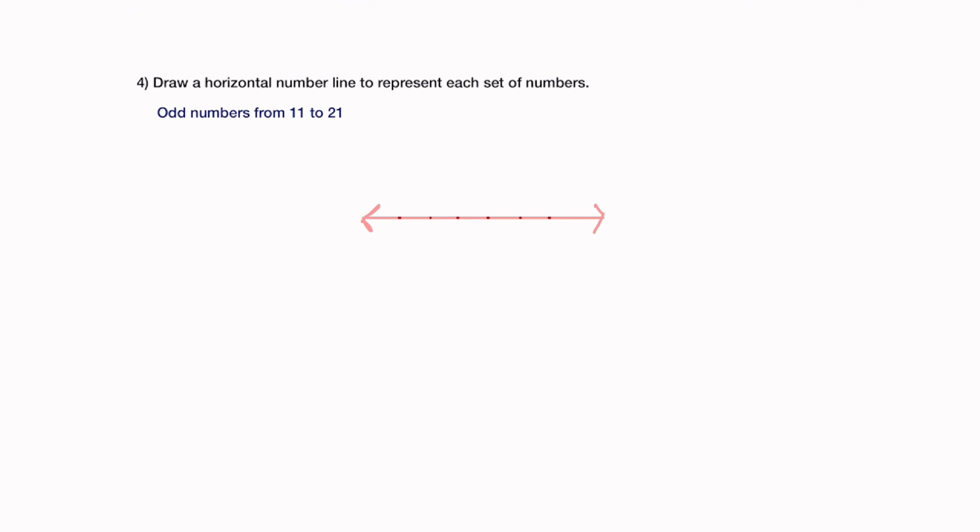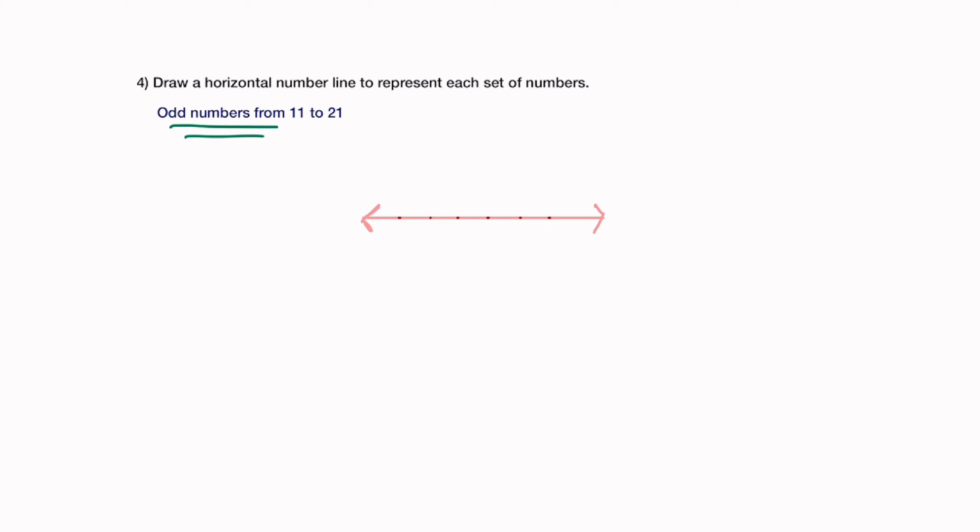Okay. Now in these questions, we are given some situation and we have to figure out, like here, find the odd numbers from 11 to 21. So we have to identify, we have to solve that and then plot it on the number line. Okay, so it says draw a horizontal number line to represent each set of numbers. Odd numbers from 11 to 21.